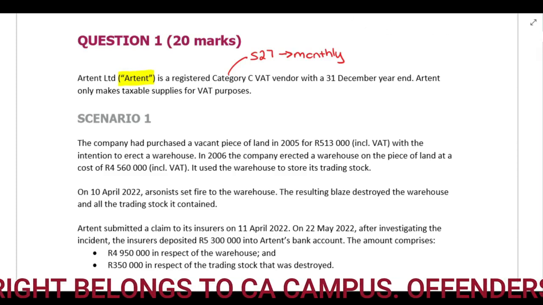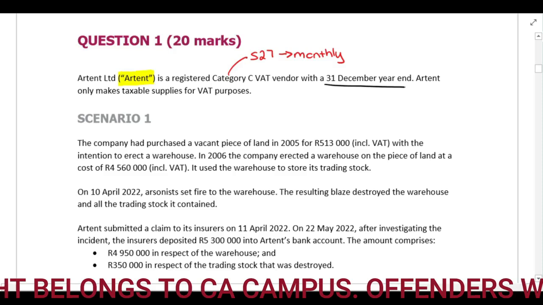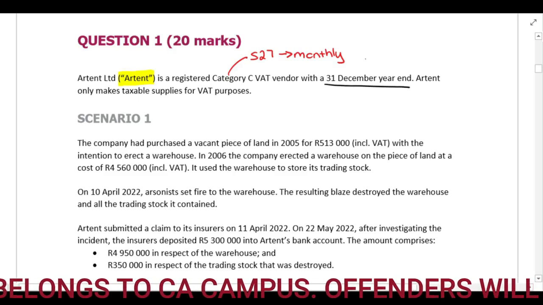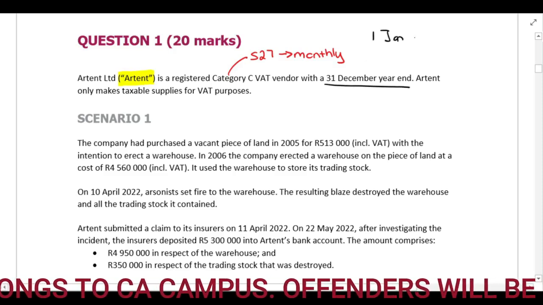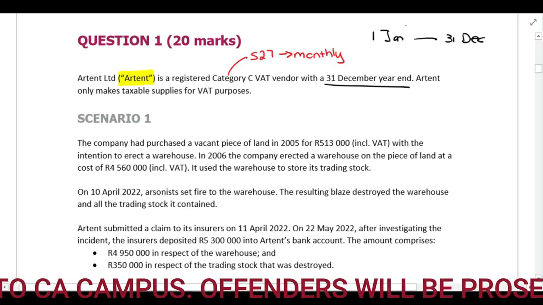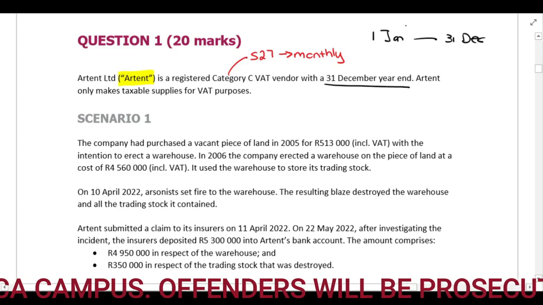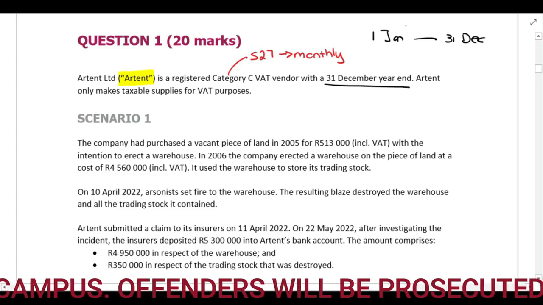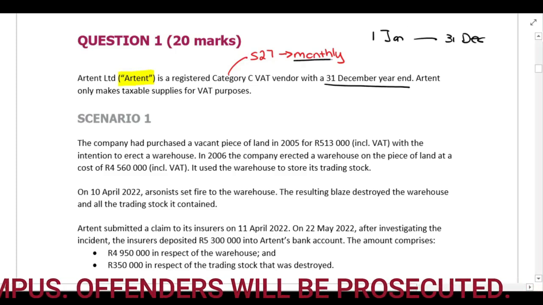Alright, so it's a Category C VAT vendor with a 31 December year end. Always pay attention to that. It means the tax year runs from the 1st of January until the 31st of December. That is the income tax year. Obviously not for VAT purposes. VAT in this case is a monthly one, like we said.